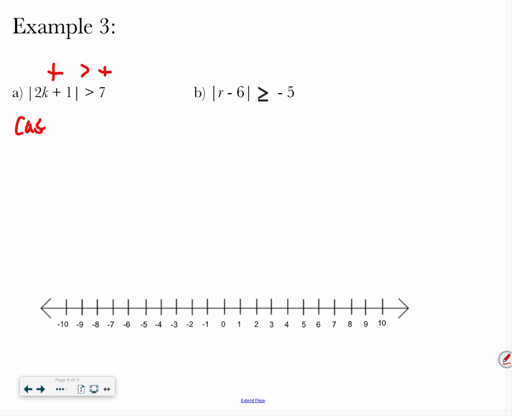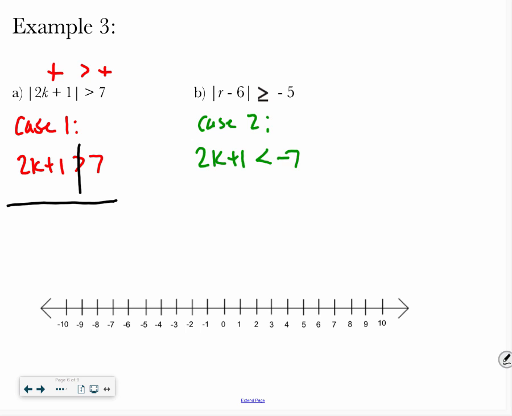We have case 1, 2k plus 1 is greater than 7. We set up our second case. We have case 2. We have 2k plus 1 is less than, because I have to flip that inequality in order to make this a negative 7. If I keep going, on case 1, I subtract 1, I have 2k is greater than 6. Keep going, divide both sides by 2. I have k is greater than 3.